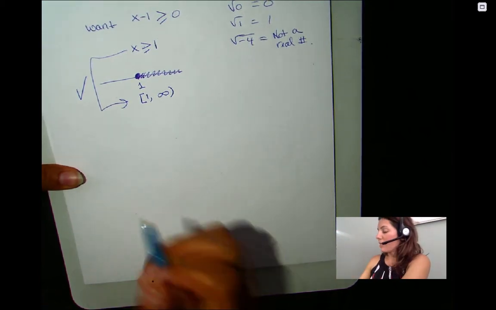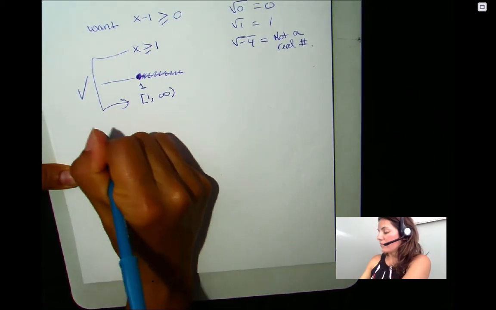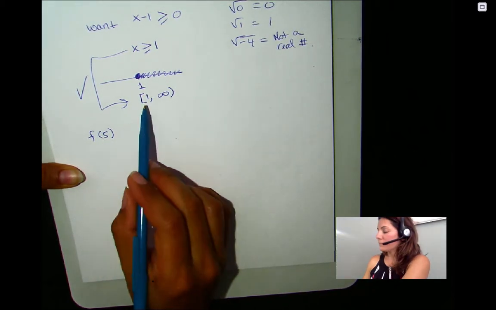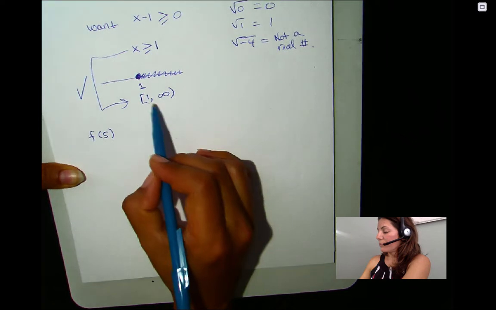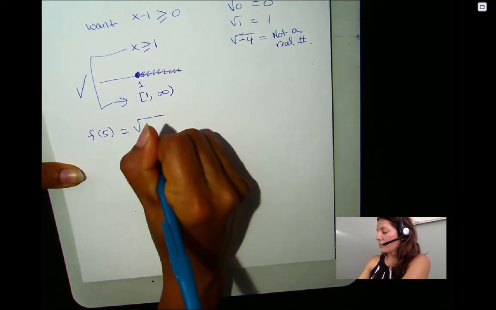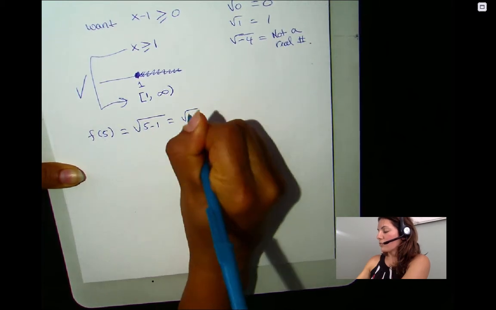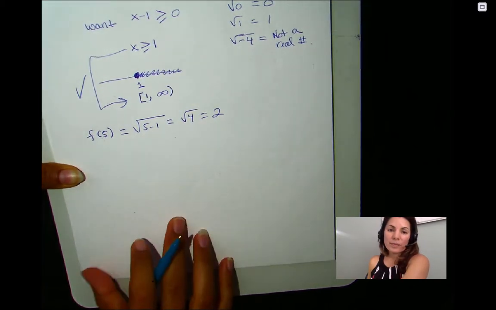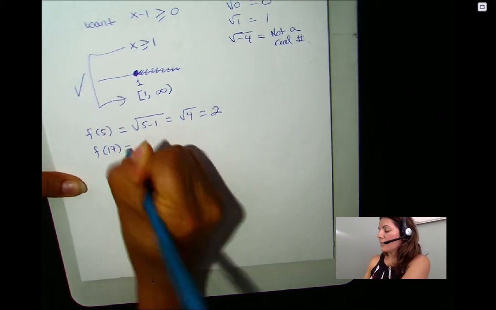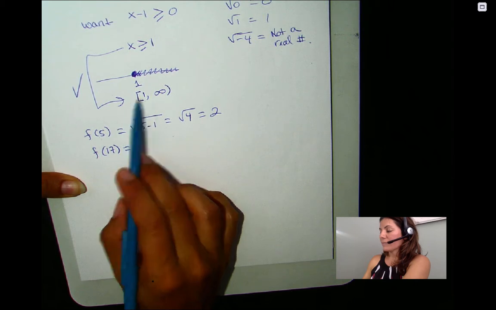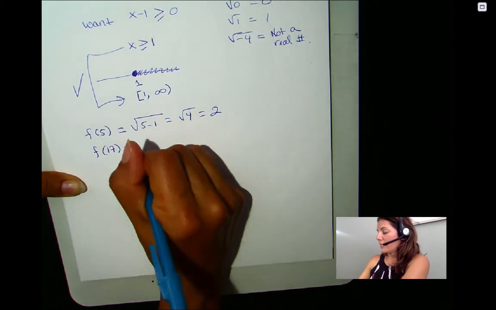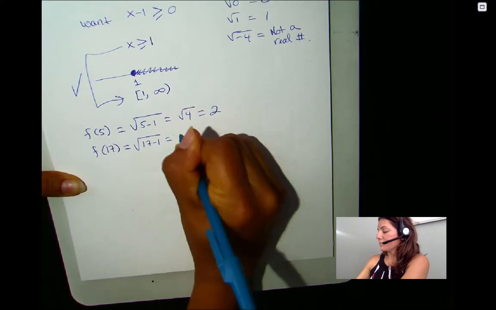So some of the other things I was asking you to find was to find f of 5. So first thing is, is 5 in the domain? Yes, right, between 1 and infinity, 5 is in there, so I can definitely find it. So it would be the square root of 5 minus 1, which is the square root of 4, which is 2. And we can do the same for the other ones. F of 17, is 17 in the domain? Yes, 17 is a number between 1 and infinity, so I can plug that in.